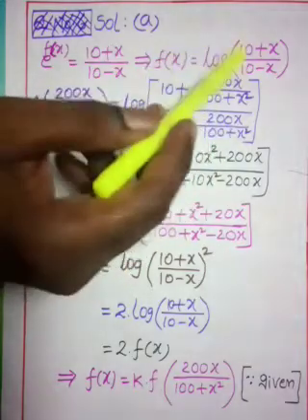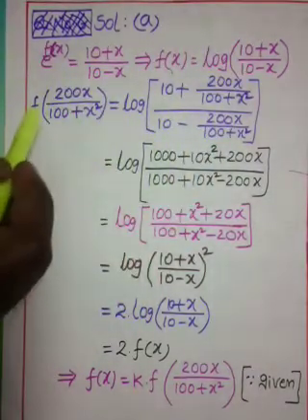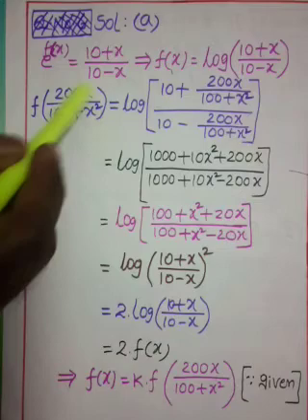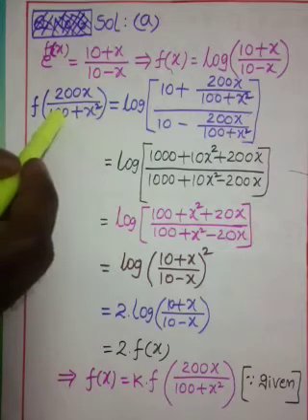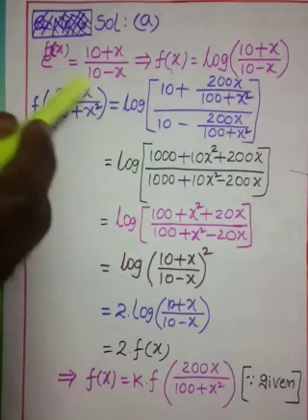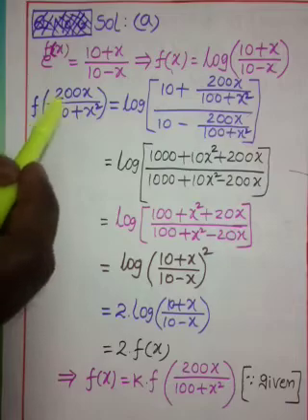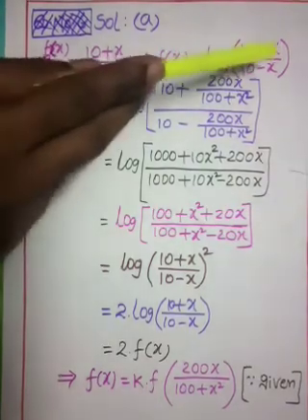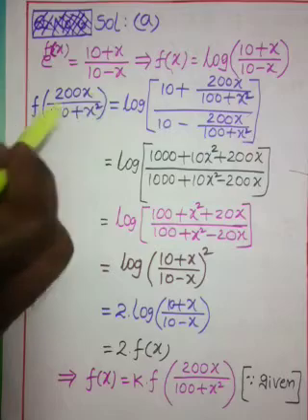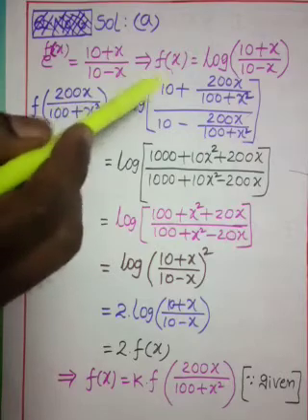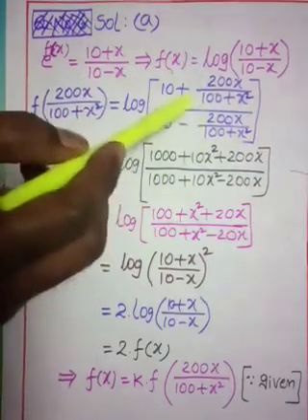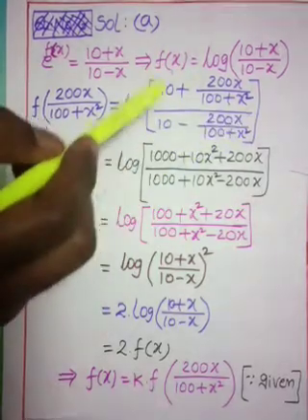Understood this equation, my dear children? Now it is given that f of 200x by 100 plus x square. Let us find the value of this one. Okay, my dear children, f of 200x by 100 plus x square: we substitute in f of x. Understood this step, my dear children?